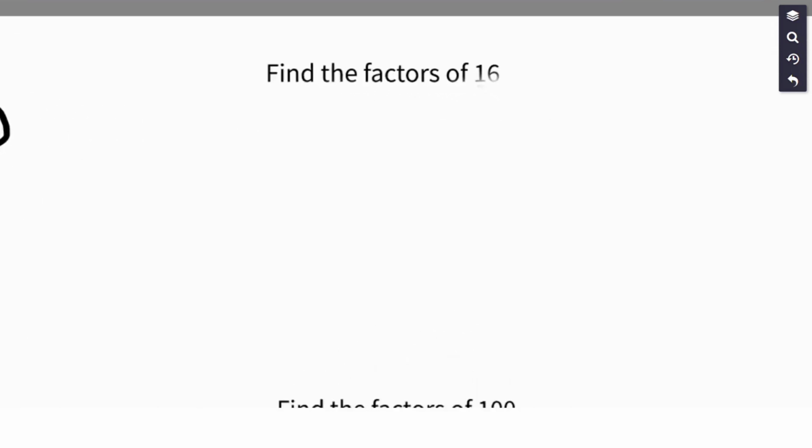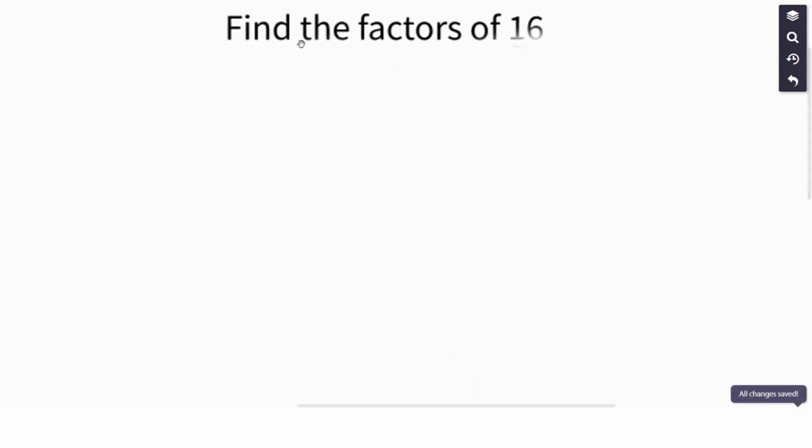All right, let's find the factors of 16. 16 will obviously have 1 and 16 as its factors because 1 and the number itself are always factors. Then you can see if you can divide 16 by 2, and you can because 16 is an even number. Then 16 divided by 2 is 8. So 8 is going to be a factor. Can you divide it by 3? No. Can you divide by 4? Yes. 4 and 4.